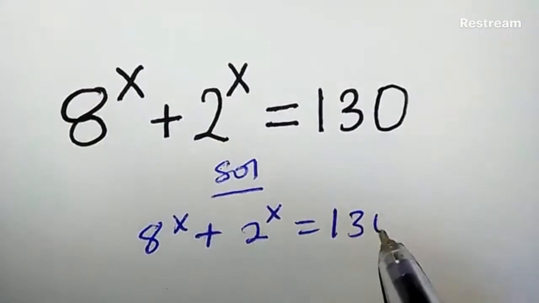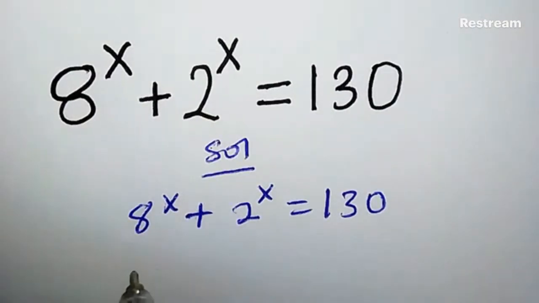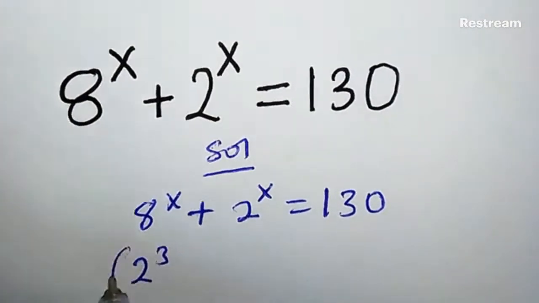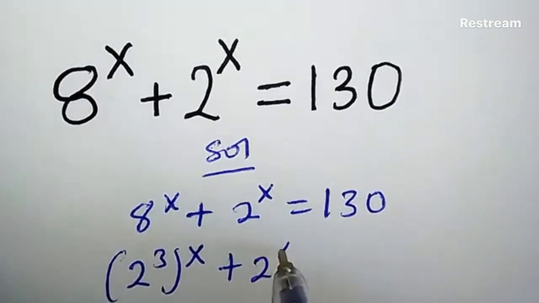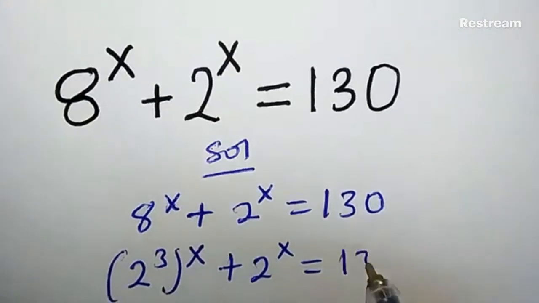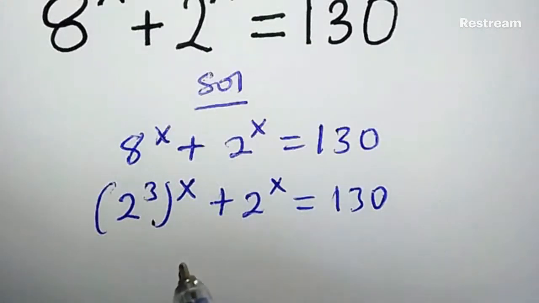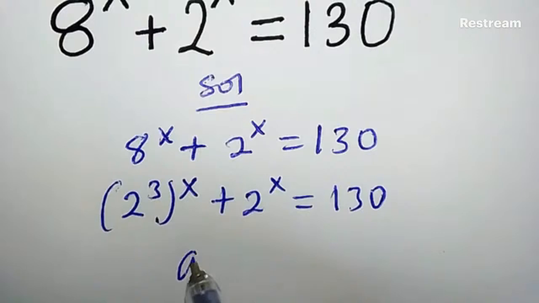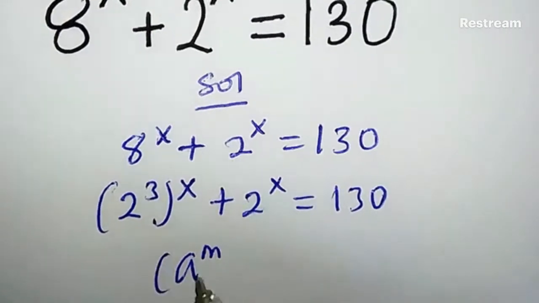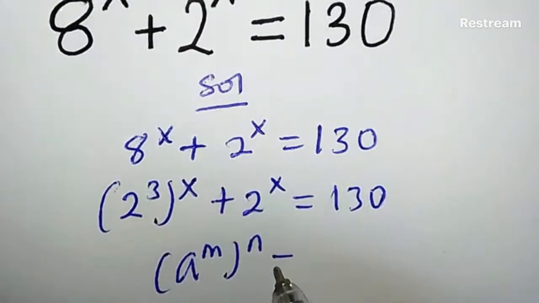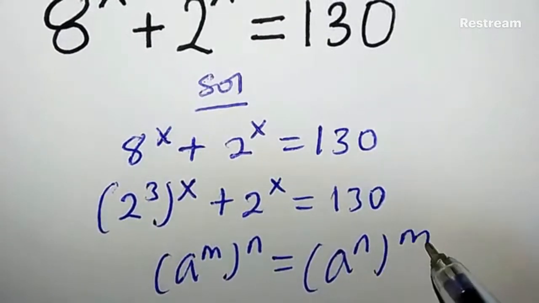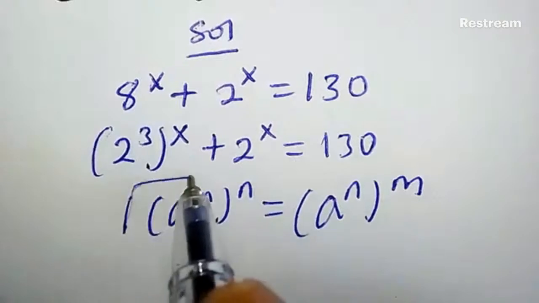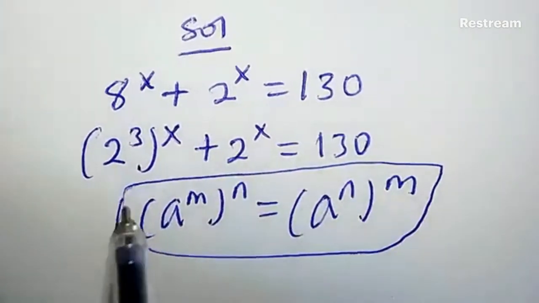8 could be written as 2 to the power of 3, all raised to x, plus 2 to the power of x is equal to 130. Now let us recall the power rule. It says whenever we have a to the power of m times n, it is simply the same thing as a to the power of n times m. So we are going to apply this property to this term.